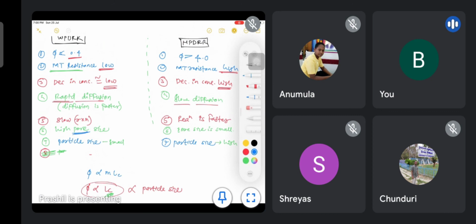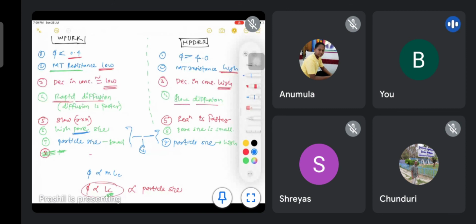So this question has been already asked, pore size and particle size. So you need to be careful while writing pore size and particle size. They generally ask if there is weak pore diffusion resistance regime, that is WPDRR, then your particle size is what? If there is high pore diffusion resistance regime, then particle size is what? Or pore size alternatively you can say. Okay, so this is about your GATE, just shortcut points.